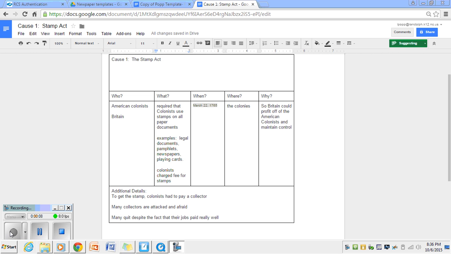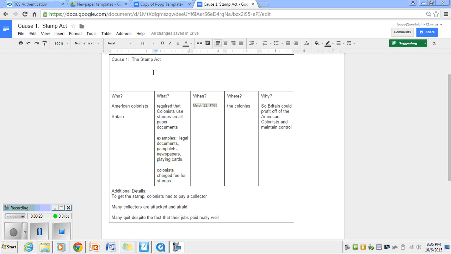Today I want to show you how to take notes from your graphic organizer and turn them into sentences for your editorial. So I'm looking at my graphic organizer, and the first cause I have here is the Stamp Act. I'm going to take the perspective of a patriot. For starters, I'm reminding myself of the who, what, when, where, why.